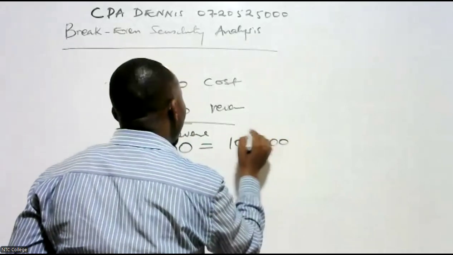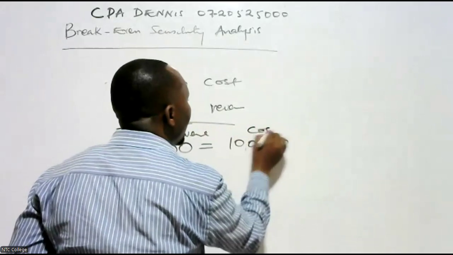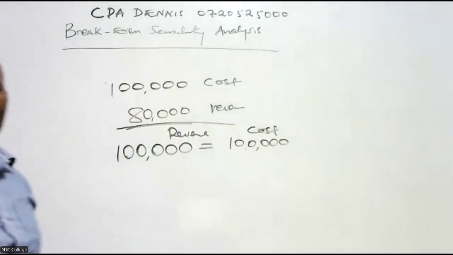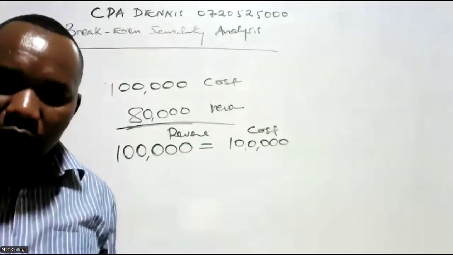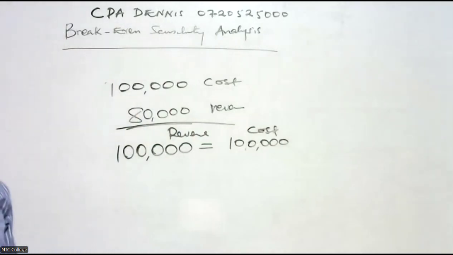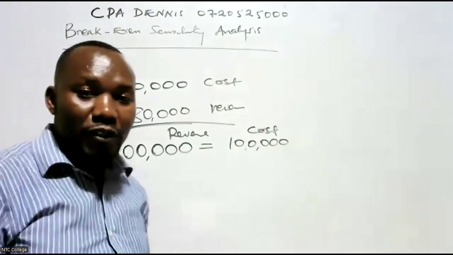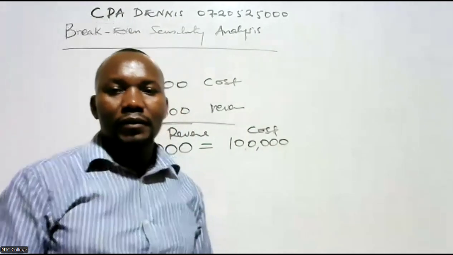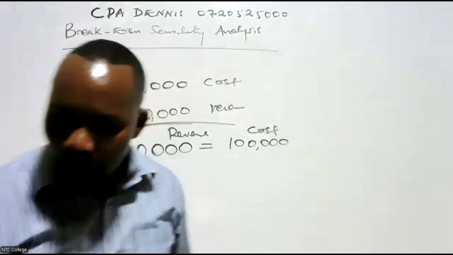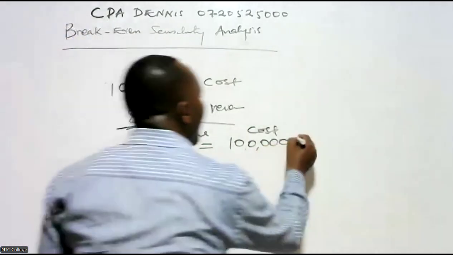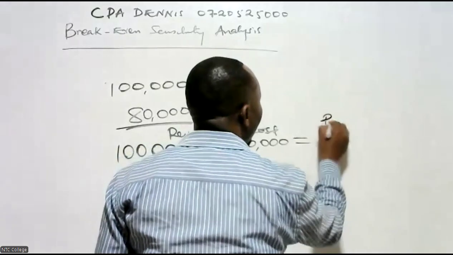So what profit are you getting when revenue is equal to cost? How much profit are you making? You are making zero profit. So the profit is basically zero.